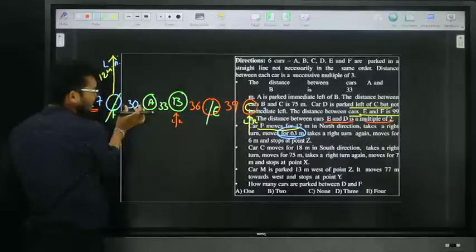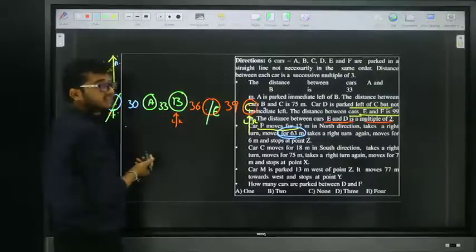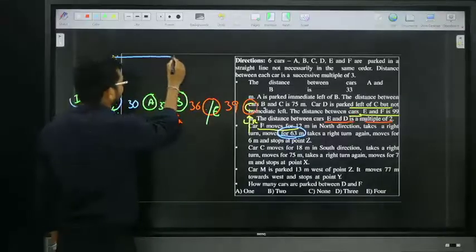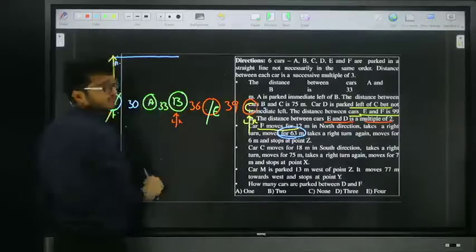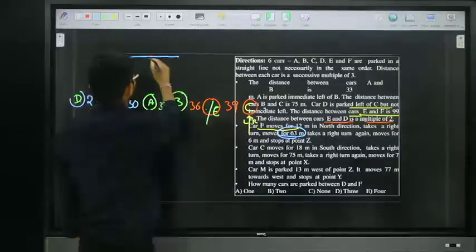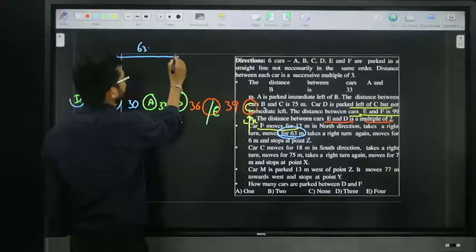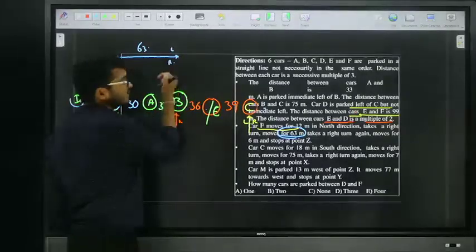Now see here, that means this one is 30, this one is 33. Total is 63. Takes a right turn and moves for 63 meter. Now it is facing east, so the top is the left hand and the bottom is the right hand.